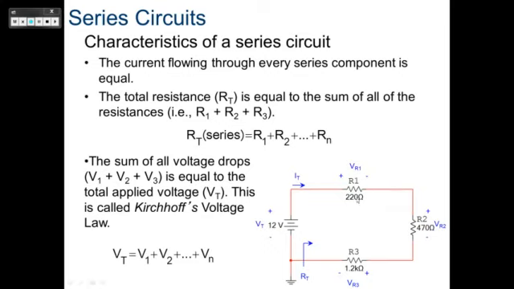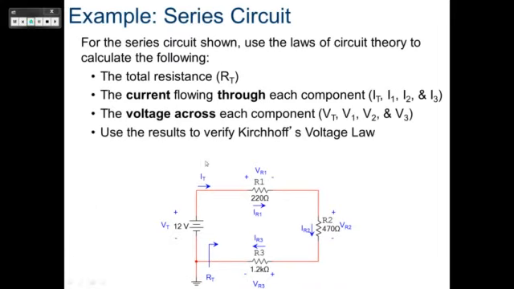The total resistance in a series circuit is equal to the sum of all of the resistances. And this is how you verify Kirchhoff's law. If I know the total current and my total voltage, I find my voltage at each of my components using Ohm's law, V equals I times R, and then if I add all of those voltages up, it should give me 12.